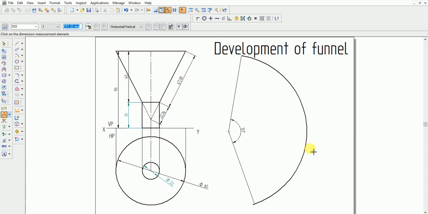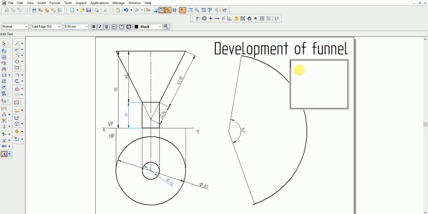Now what we need to do is, there is a formula for the calculation of the angle. The formula goes like this. Let me write it here. So angle is equal to small r by capital R into 360.